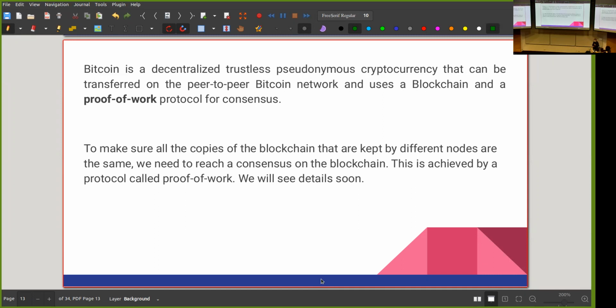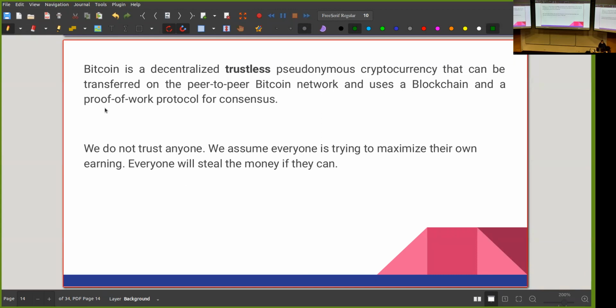Now, the way we reach this consensus is, at least in Bitcoin, using something called proof of work. And I will show you more details about proof of work soon. But basically, the idea is that you have to solve a really hard computational puzzle. And that's why you've all probably heard that Bitcoin uses more electricity than some countries, maybe more than Ireland or something like that. So I will get back to this part.